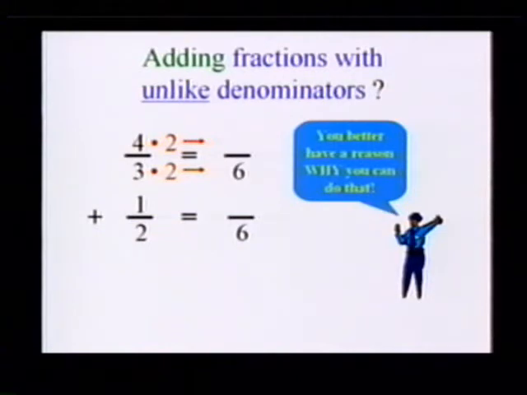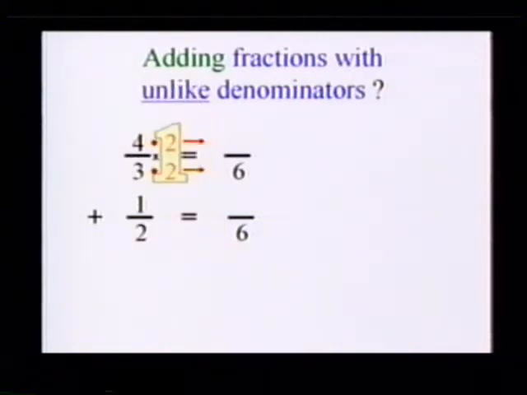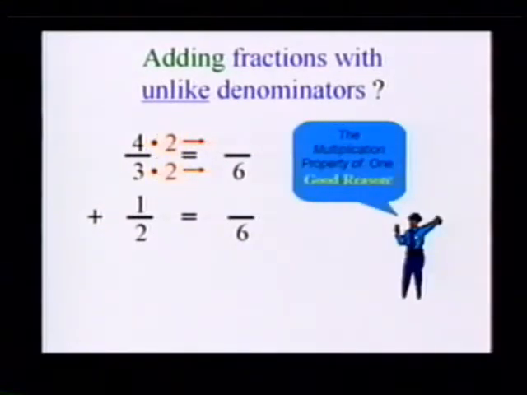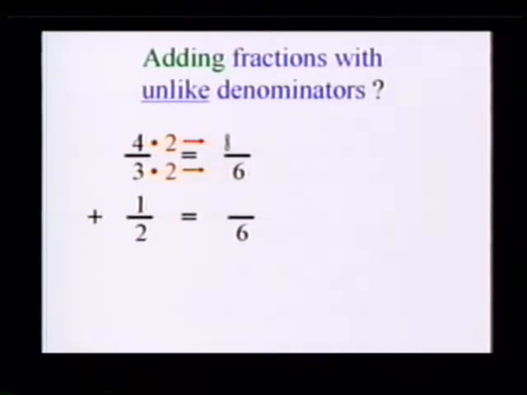How come we could do that? Because 2 over 2 is 1. Okay, you can throw 1 around like cheap meat, remember? Yeah, it's okay, isn't it? Okay, that's why we learned the multiplication property of 1. And 4 times 2 in this case gave you 8. So we had an equivalent fraction that had your least common denominator.